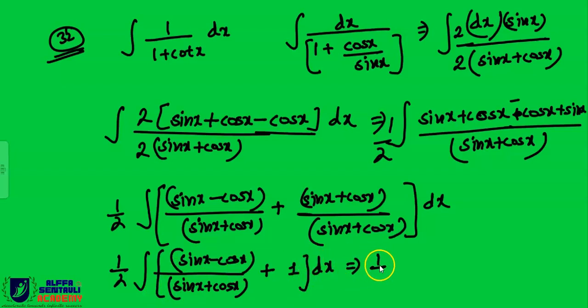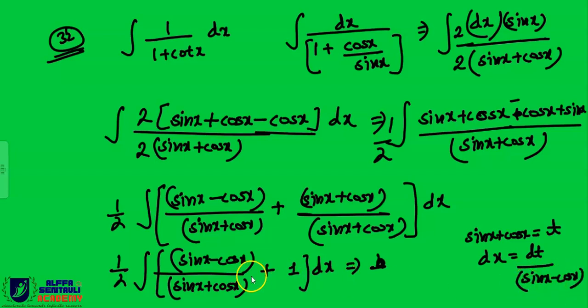Now what can we get? This we can solve very easily. If we substitute this denominator term sin x plus cos x as t, this term will get cancelled out. How will this cancel out? If I substitute sin x plus cos x equal to t, then if we differentiate, you will get dx equal to dt upon sin x minus cos x, correct?